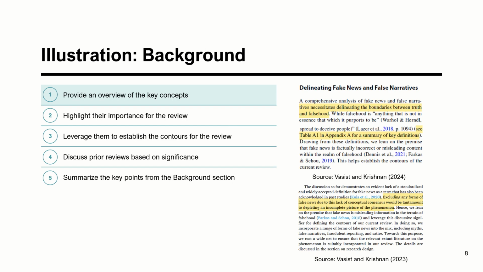Providing an overview of the key concepts. Now, you would have defined it already within the introduction, but it's important that you dedicate certain sections to talking about what literature has spoken about these topics in detail. For example, when you look at some of these illustrations, they talk about what fake news and false narratives have been in the literature, some key definitions, and some of the inconsistencies in definitions of fake news, and so on and so forth.